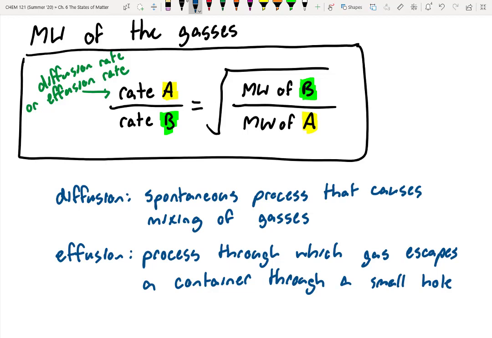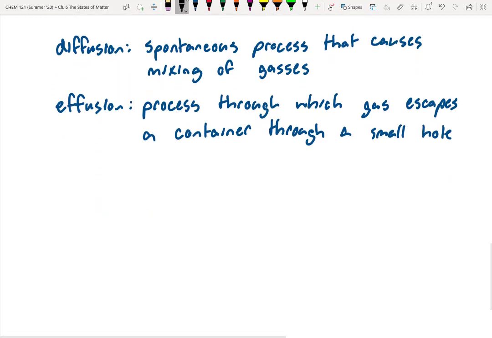So I just wanted to differentiate these. But both of these are basically looking at the phenomena of gas moving around spontaneously, right? In the first one, we're looking at mixing, and in the second one, we're looking at it escaping. But it's the spontaneous movement of gases. Okay? So let's consider the following example.